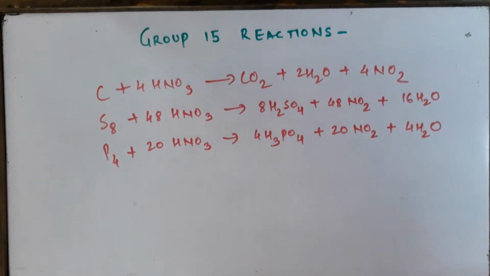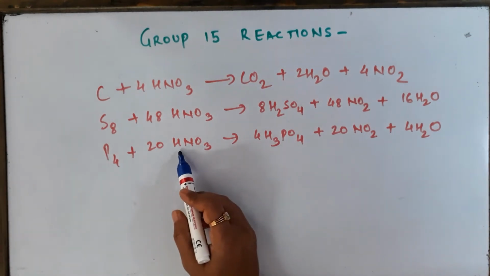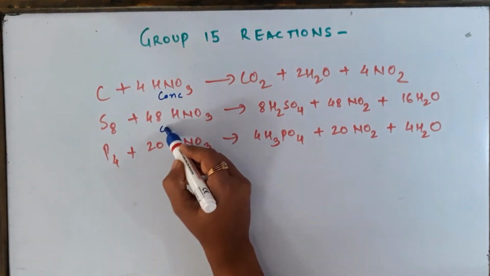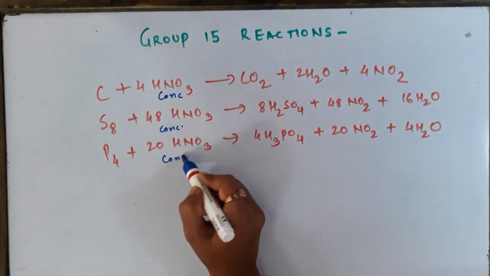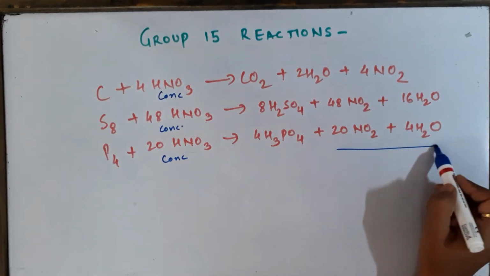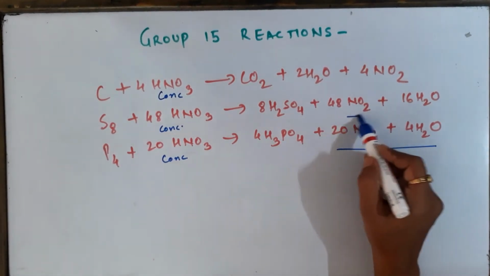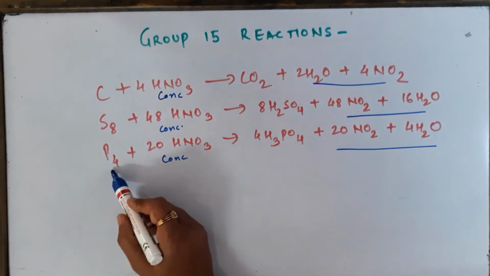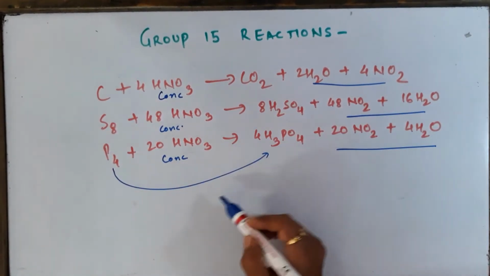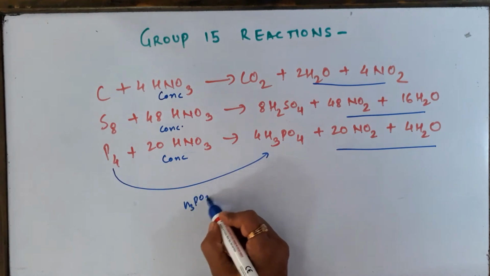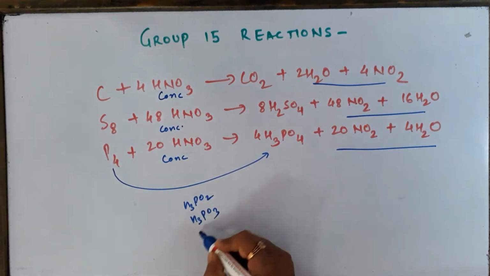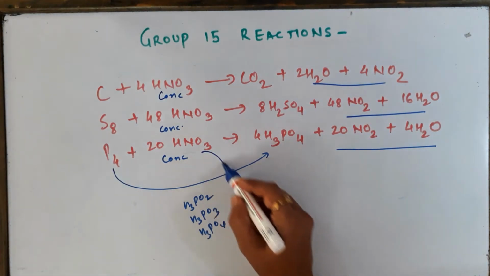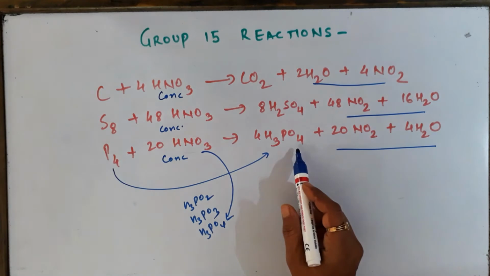Now these reactions are again the same where we talk about the oxidizing power of nitric acid. Concentrated nitric acid you are taking here, and as we discussed, whenever you take concentrated HNO3 as an oxidizing agent, the byproducts will be NO2 plus water. It will oxidize phosphorus to its highest version. So there are many acids of phosphorus: H3PO2, H3PO3, H3PO4. Since concentrated nitric acid is a very strong oxidizing agent, it will give you H3PO4.